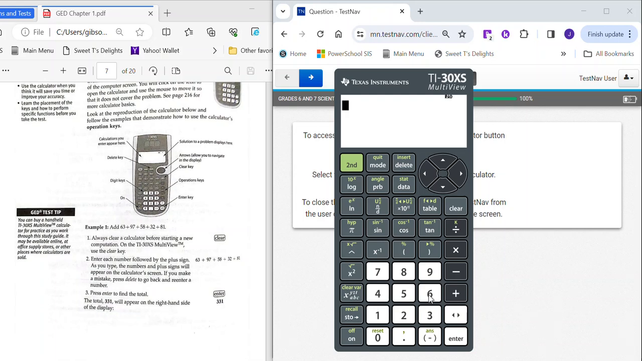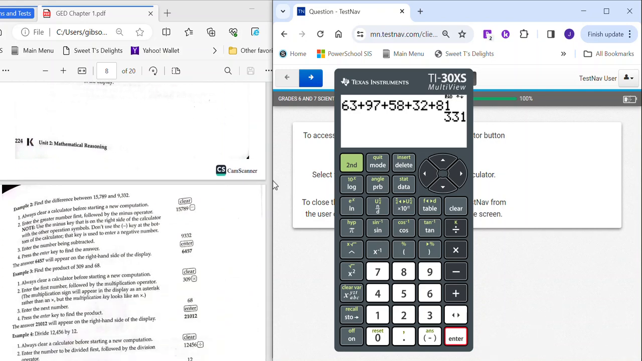So what you would do here, you would type in 63 and then plus 97, then plus 58, plus 32, plus 81. And as you see here, I made a mistake and did a double plus. So here you see this delete key. You could press delete instead of clearing out the whole problem. Press this arrow key to go behind the 8, and then we could press 1. And then we press enter, and that gives us our answer, which is 331.